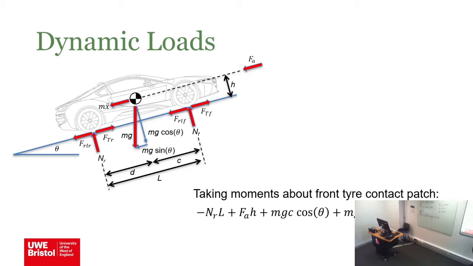So they're all plus, the only one that's minus is this side, so clearly when I rearrange it, they equal each other, they're both positive. And so we have our NF equation. So that's mg c cosine of theta, plus mg h sine theta, plus FA h plus m x double dot h, divided by L.